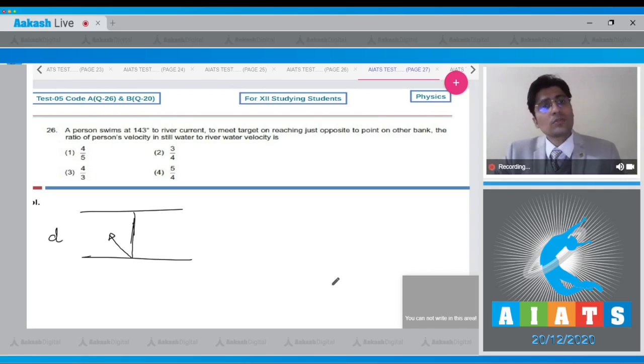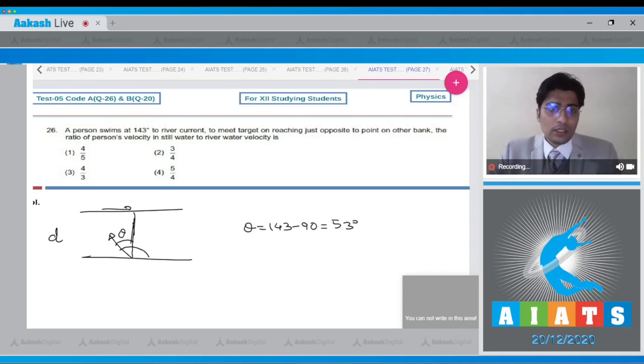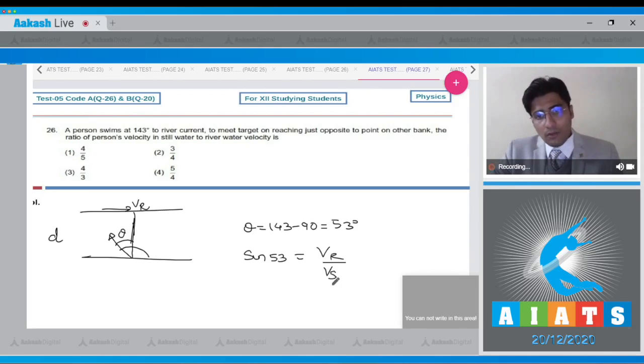It is given that the person swims at 143 degrees to the river current. So this angle is 143 degrees, meaning that this angle, which is 143 minus 90, so this is theta, will be equal to 143 minus 90, that is 53 degrees. This is the river velocity. We can write down that sine 53 will be equal to VR by VSR, where VSR is the velocity of the swimmer with respect to the river.